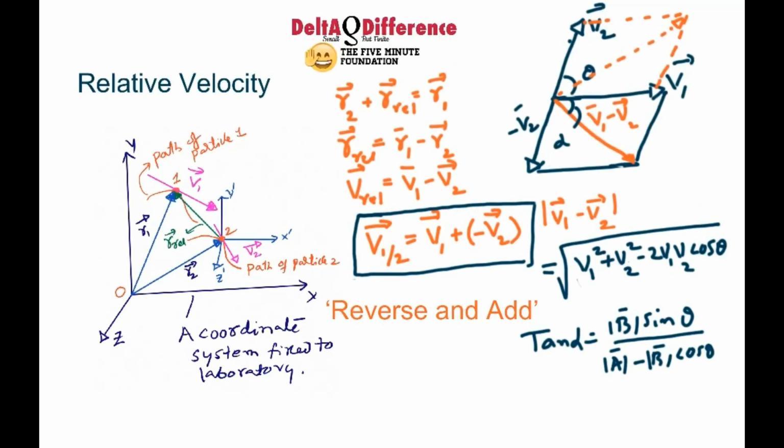Delta difference, small but finite. The 5-minute foundation. Here it is on relative velocity.